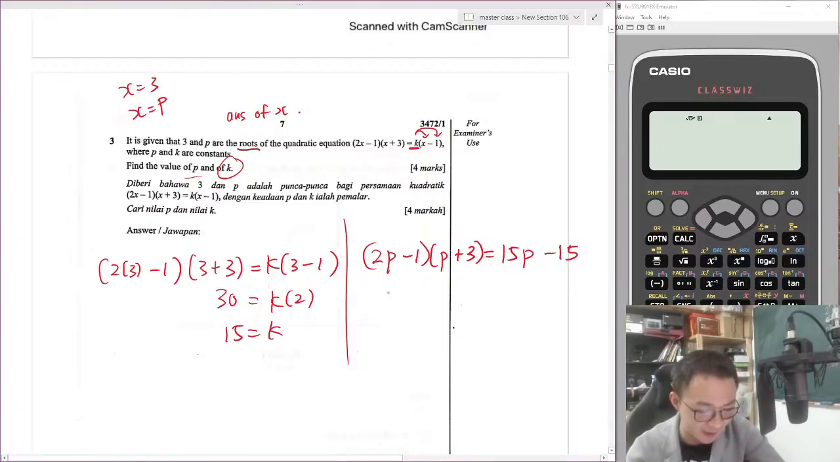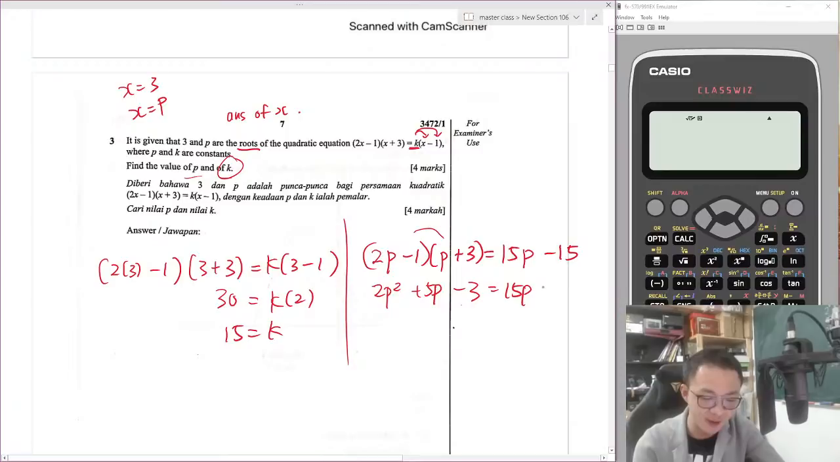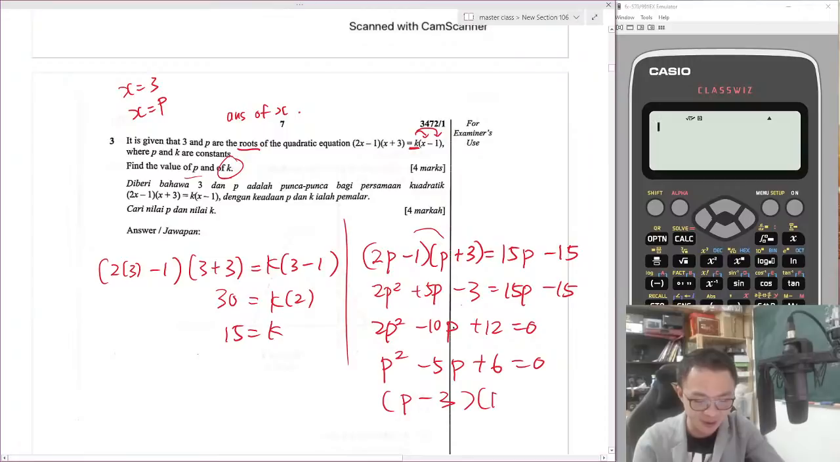So yeah, let's do it. So this one I will get 2p squared, and then multiply negative 1p plus 6p plus 5p, and then minus 3 equals 15p minus 15. So 2p squared minus 10p, and then this one will give me plus 12 equals 0, divided by 2. Then I will get (p minus 3)(p minus 2) equals 0. P equals 3 and p equals 2.